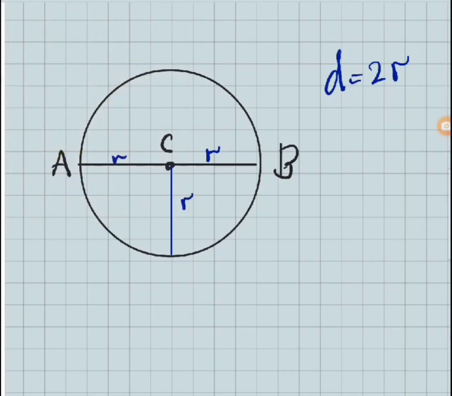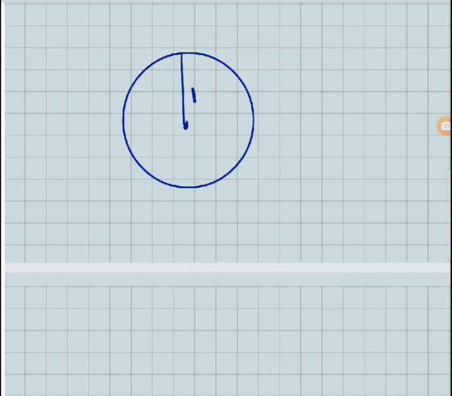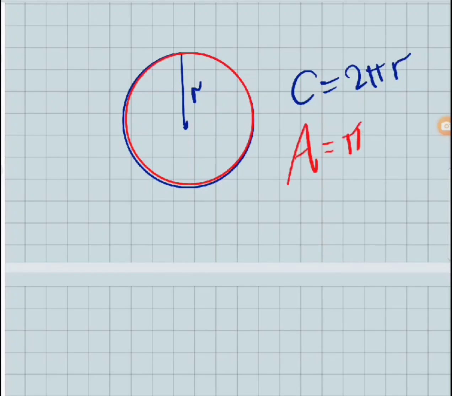Now, if you know the radius of a circle, you can easily calculate the circumference and the area of the circle. The circumference of a circle is 2 pi r, and it represents basically the perimeter around the circle. So that's the circumference. The area of a circle is pi r squared. So if we need to calculate the area of the shaded region, you could use that formula.